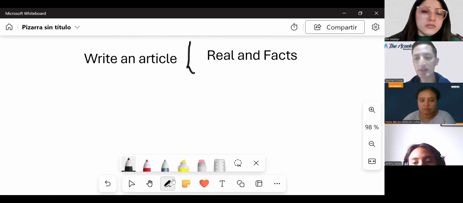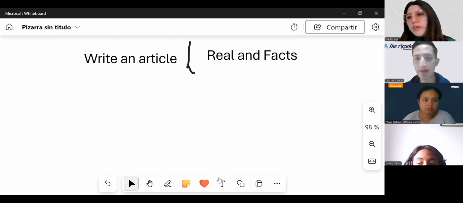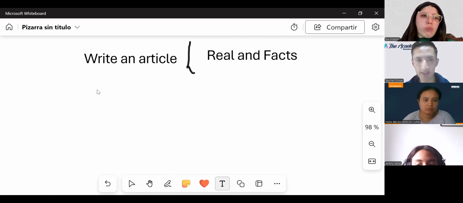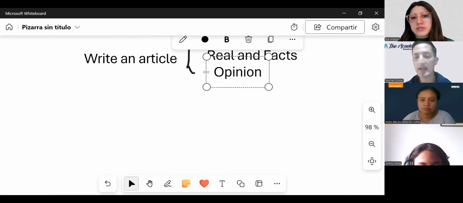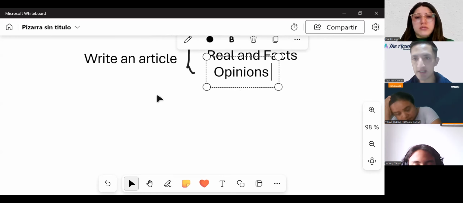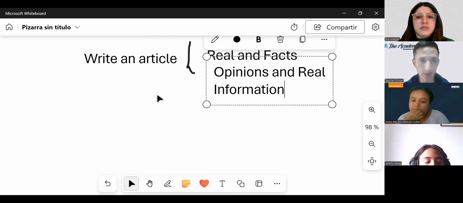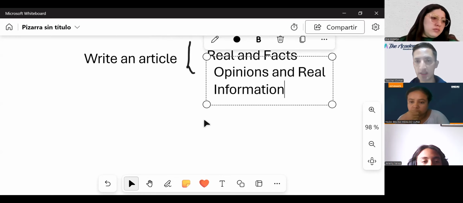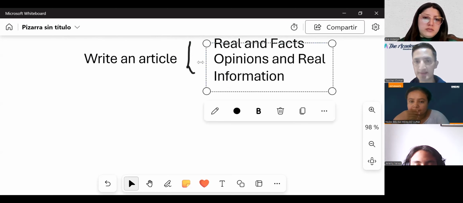Usually, my dear students, the article is supposed to be about your opinion. Maybe this could be about your opinion. And in other cases, also real information. Opinions and real information. This is what you need to check for the article, okay? So you go with that, okay?